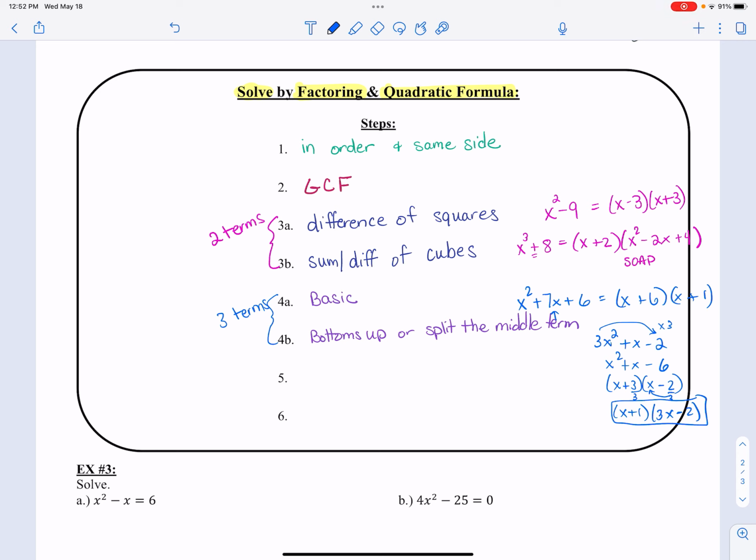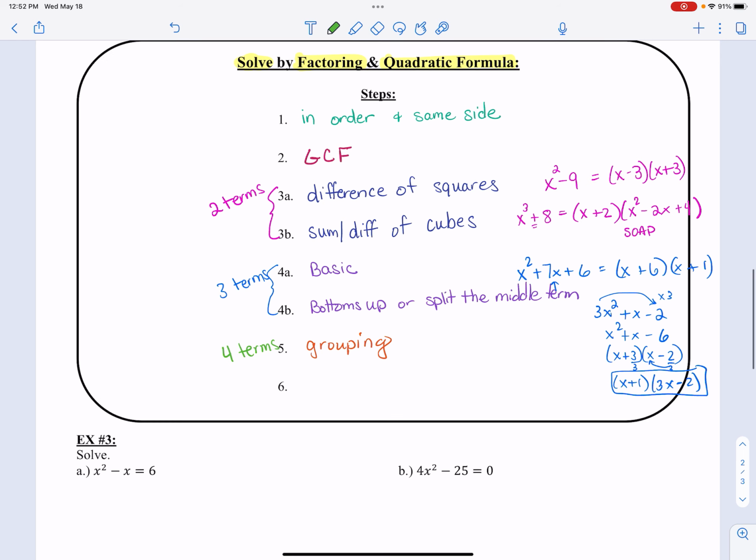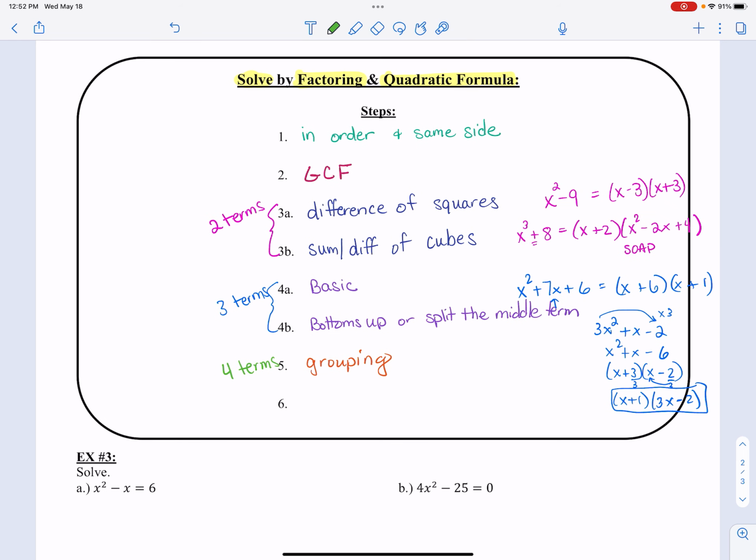Now, you have one additional option. If you have something that is 4 terms, then you're going to factor by grouping. I'll show you an example of that when we do one of the examples, and I'm running out of space here. And then the last term, when you're going to solve, right? So 2, 3, 4, and 5 are methods of factoring.